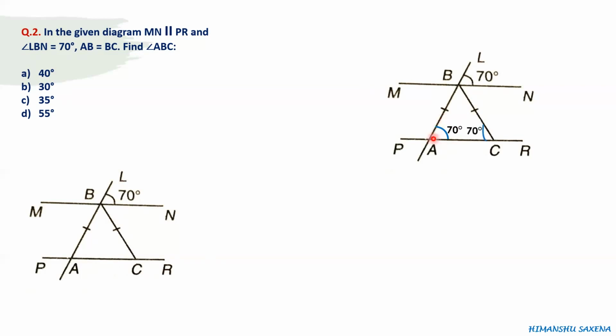Now this particular triangle ABC is an isosceles triangle because these two sides are equal. So the angles opposite to these two sides will also be equal. So this angle is also 70 degree. Now we have to calculate the value of ABC. Now in this triangle, we know the value of these two angles. Then the value of third angle would be 180 minus 70 minus 70, which is 40 degrees. So our answer is A, 40 degrees.